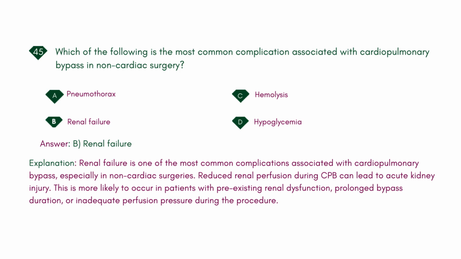Explanation: renal failure is one of the most common complications associated with cardiopulmonary bypass, especially in non-cardiac surgeries. Reduced renal perfusion during CPB can lead to acute kidney injury. This is more likely to occur in patients with pre-existing renal dysfunction, prolonged bypass duration, or inadequate perfusion pressure during the procedure.